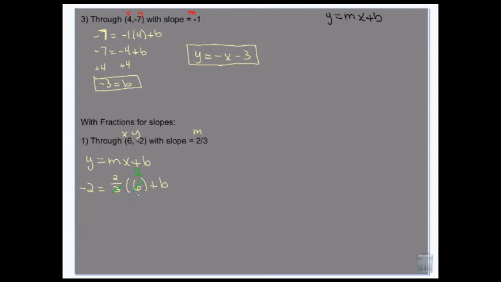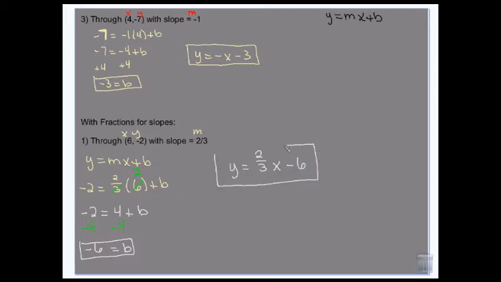3 goes into 6 twice. And then 2 times 2 is 4. So I get -2 is equal to 4 plus b. Then I'm going to subtract 4 from both sides. -2 minus 4 is -6. So b is equal to -6. So that's the first part done. Now I have to plug them in. Y equals, plug in the 2/3 for m, x, and then -6 for b.